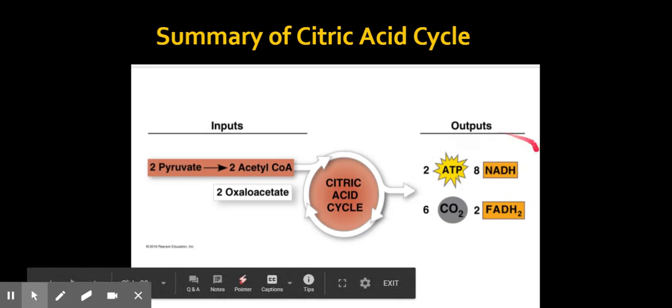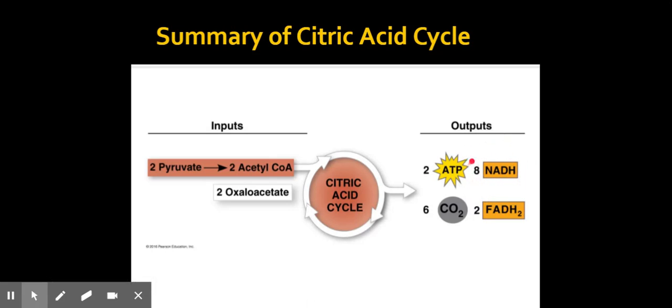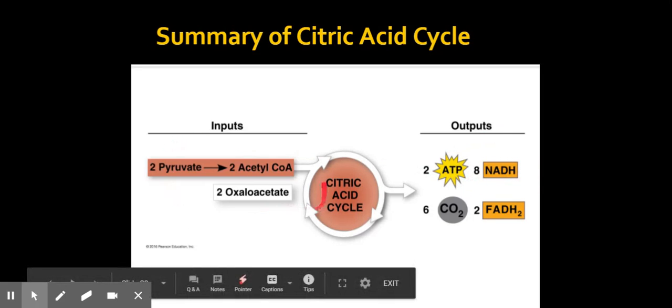And we do have the output over here, the additional NADH molecules from our intermediate step or the link phase from earlier on. So that's where the 8 NADH molecules come from.